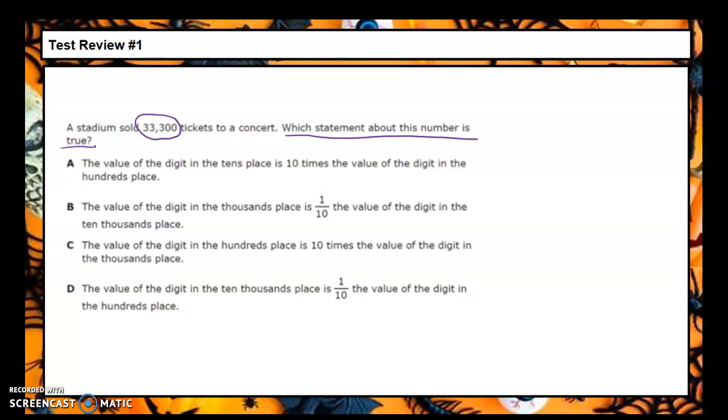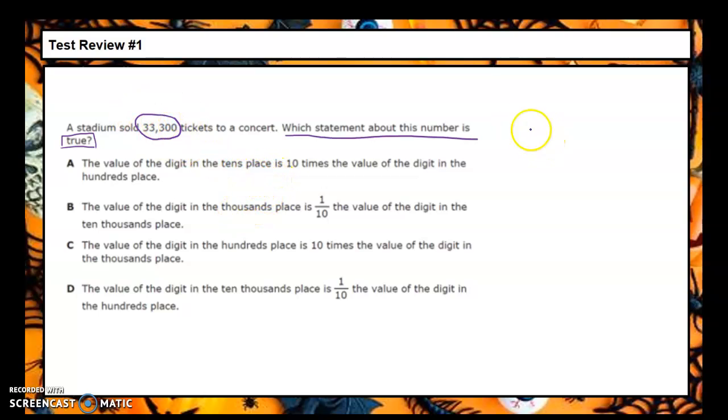So now I'm to the point where I want to box information. I know I'm looking for a true statement. That is very important. And now I'm going to look at my statements to see. The value of the digit in the tens place. Whoa. Okay, so we're talking about place value.